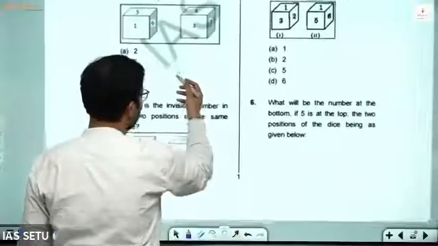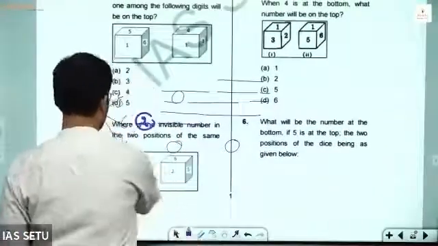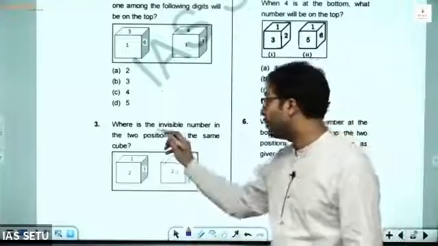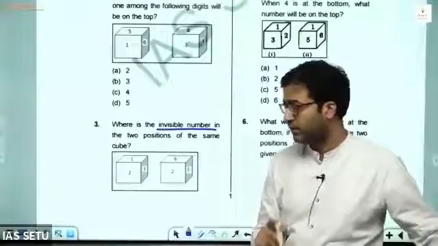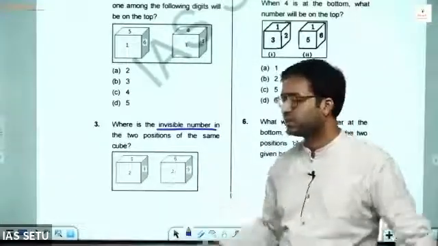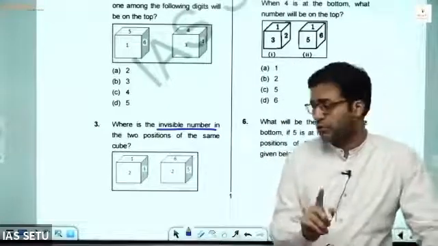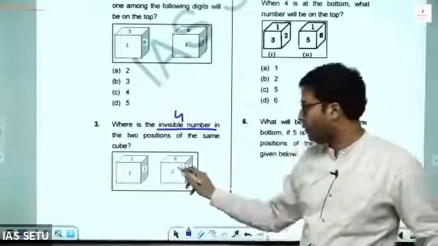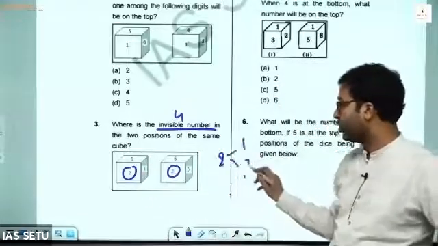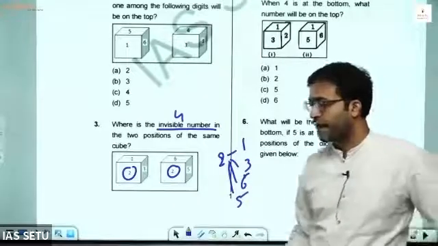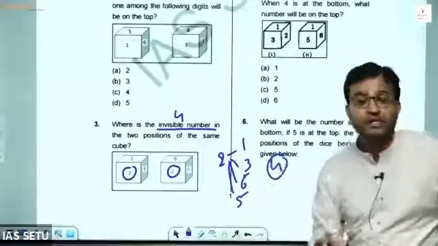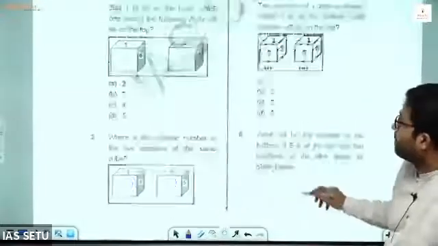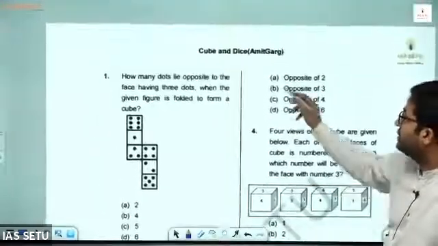Question number 3, you have to read the question carefully actually. Here these two figures are given, or two views of the same dice are given. It is asked, where is the invisible number? 1 is visible, 2 is visible, 3 is visible, 5 is visible, 6 is visible. What is invisible? 4. They have not asked 4. They ask where is 4? That is the point. Where is 4? Common is 2. 2 is having 1 adjacent. 2 is having 3 adjacent. 2 is having 6 adjacent. 2 is having 5 adjacent. What is left? 4. So here, where is 4? Opposite of 2. So question number 3, answer is A.